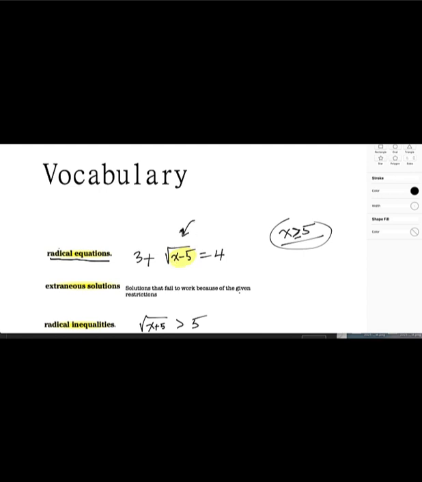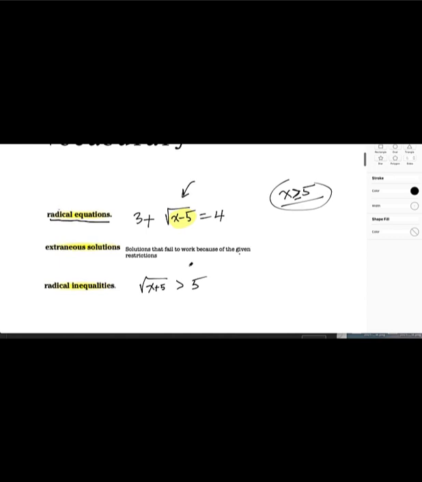From this radical expression, we see that we have a restriction on what's underneath the radical. You remember, you can't take the square root of a number that is negative. So we know that x has to be greater than or equal to 5. If you think about that, x has to be greater than or equal to 5. So this equation might have some extraneous solutions.